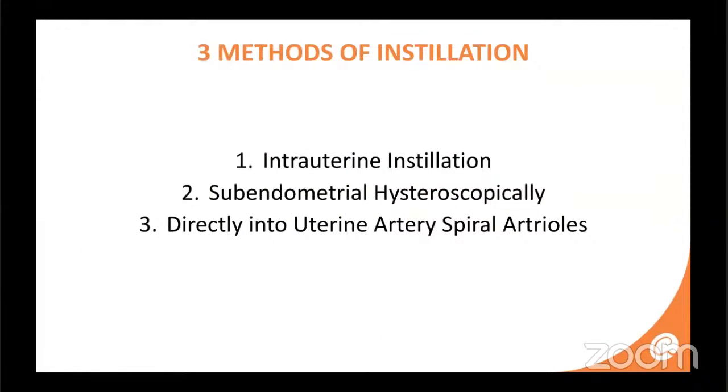The three methods of installation include the intrauterine installation, which is exactly how we do an embryo transfer. That is, it is done in the same cycle as the embryo transfer, a few days prior to the embryo transfer. Second, subendometrial insertion of the bone marrow-derived stem cells, a video of which I'll be showing later on in the lecture. And it can also be implanted or injected directly into the uterine artery spiral arterioles.